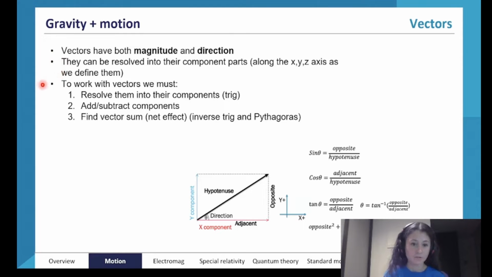Our vectors can be resolved into components, and to work with these vectors, we need to resolve them into components using our trig, then add and subtract these components, and then find the vector sum. I won't go over too in-depth an example of this, just because we are going to get into applications of these in our next topics.